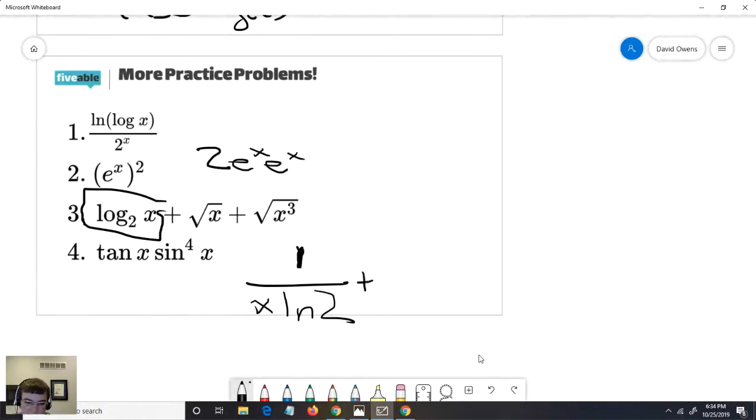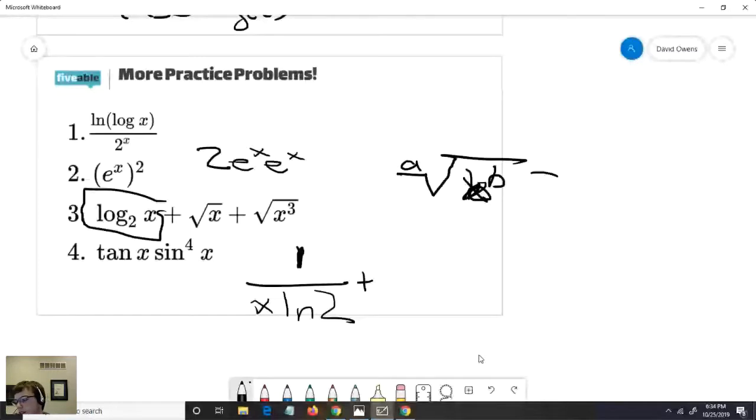And then to that, we're going to add these two. Now, radicals are another thing that we want to simplify. And radicals can be expressed as fractional powers. Basically, how that works is if we have the a-th root of x to the b, that is equivalent to x to the b over a.